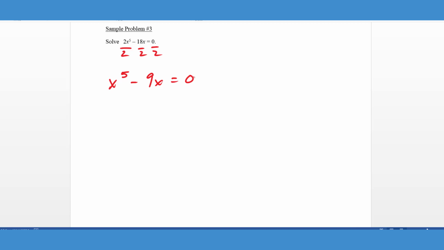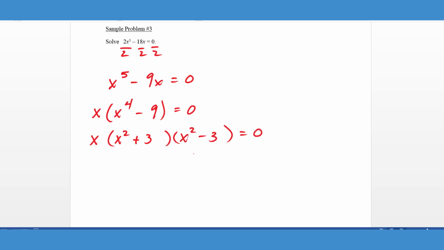Now we can see that x is a common monomial, so I take that out, leaving me x to the 4th minus 9. As we said in the previous video, you should always be looking for a second level or a second layer of factoring. And you can see here x to the 4th minus 9 is a perfect square on both parts. So this is a difference of squares. So we're going to factor this one more time. That's going to give me x squared plus 3, x squared minus 3, and don't forget about your equals 0.